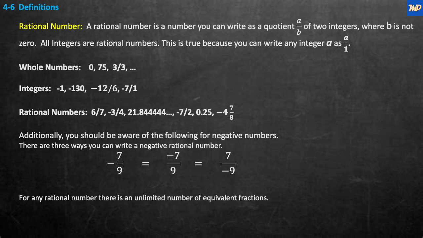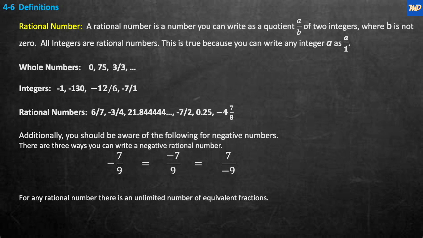Before we get going, I'd like to go over a definition of a rational number. A rational number is a number you can write as a quotient, such as a over b, of any two integers. But b is not 0, because you can't divide by 0. All integers are rational numbers. This is true because you can write any integer a as a over 1.